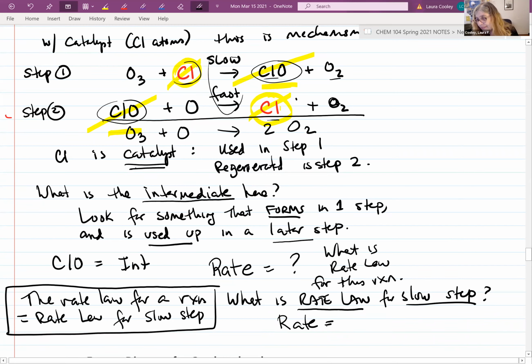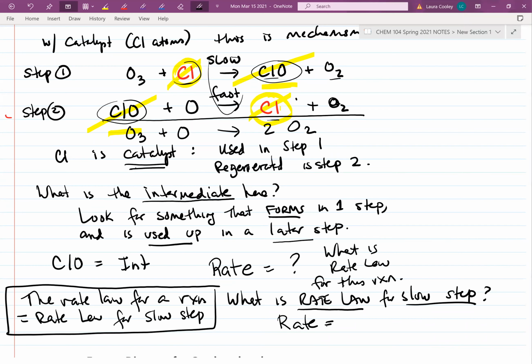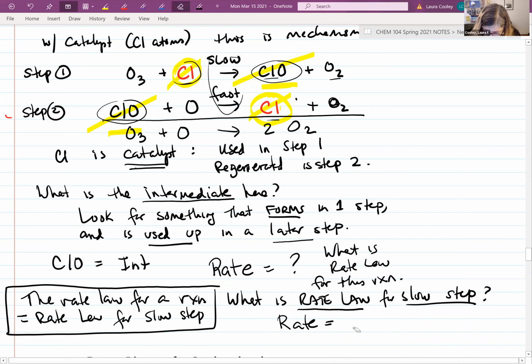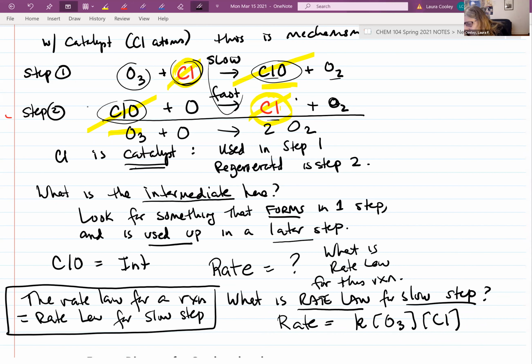Would it be k[O3][Cl]? That's right. k[O3][Cl], because O3 and Cl are in that step. Okay. So, Chelsea, did you leave out the Cl because it was a catalyst?